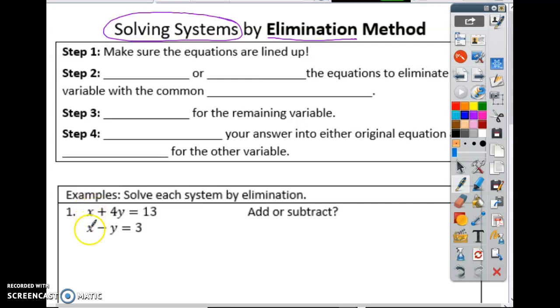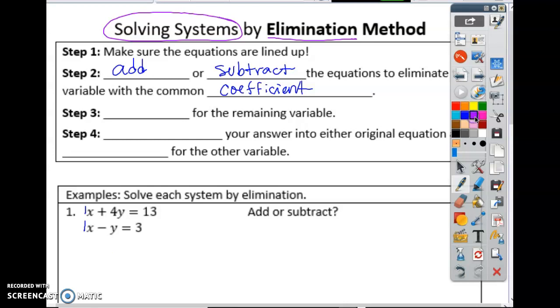And by lined up, I mean the x's are together, the y's are together, the equal signs are together, and the numbers are together. So it's like one on top of each other. All right? Step 2, we're going to either add or subtract the equations to eliminate one of the variables with a common coefficient. Okay? Common coefficient, that means the number that they have in common. So like this one's 1 and this one's 1.